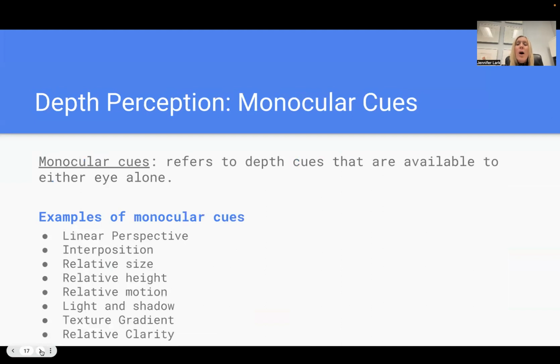We also have monocular cues to depth perception. Binocular cues to depth perception refer to having two working eyes that work together to help us see the world. Sometimes that's not the case, and maybe only one eye works in an individual. So these monocular cues to depth perception mean you only need one working eye to detect these. It's fine if you have two working eyes, but you only need one to detect these cues. That refers to monocular cues. They're available to either eye alone.